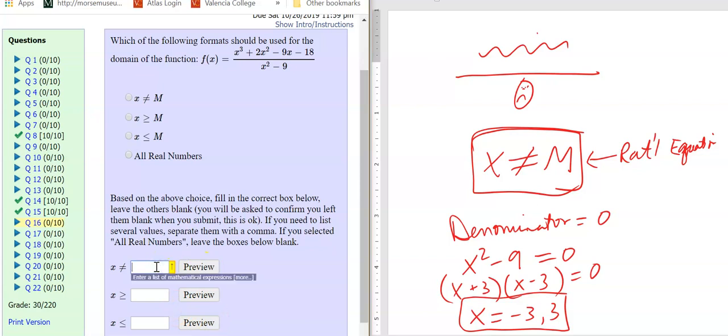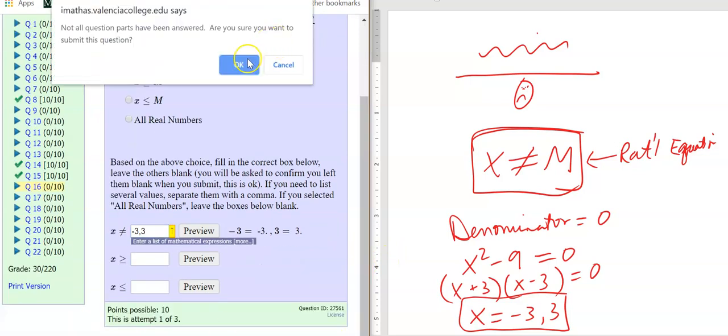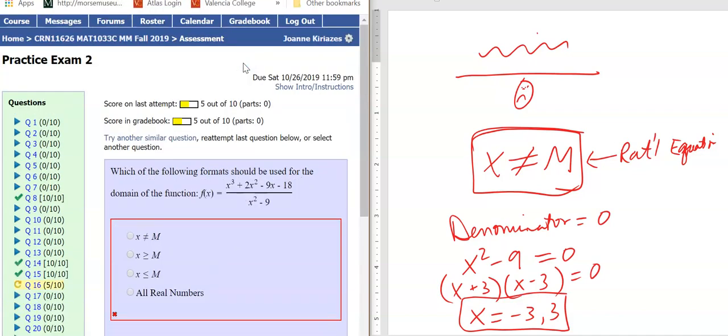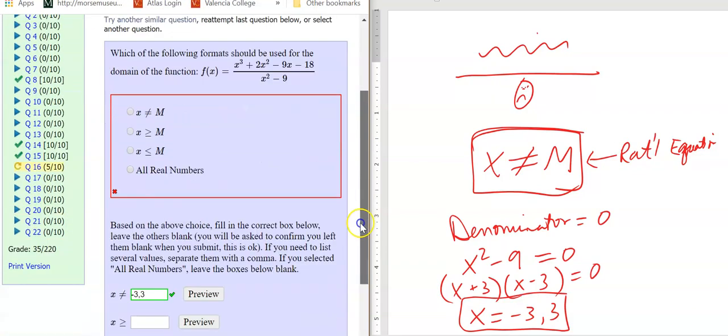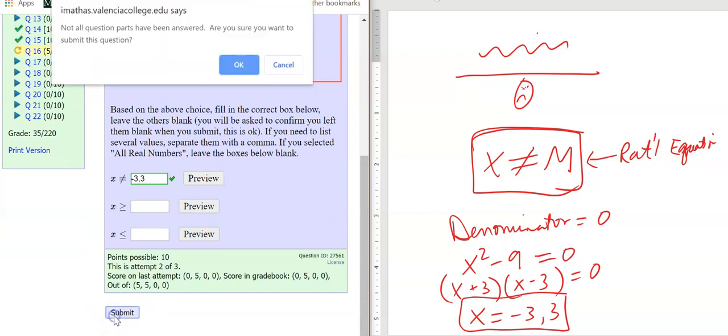They're saying, what is your domain? Our domain is x cannot equal -3 and 3. And you just put a comma there, and then you hit submit. Oh, it says not all have been answered. That's okay. Oh, it didn't like that. Let's see why it didn't like that. Oh, I forgot to hit this first part. I'm sorry. Let's try that again.